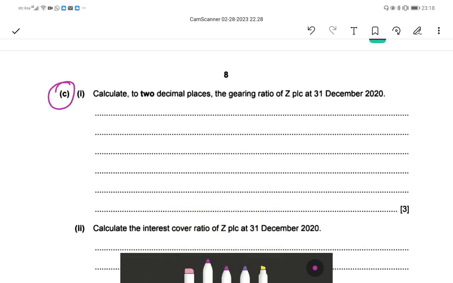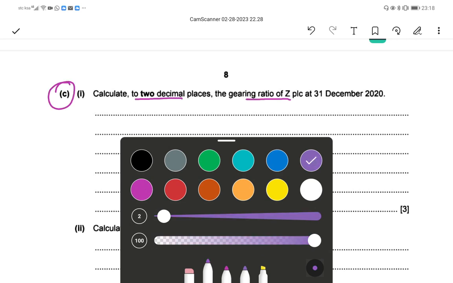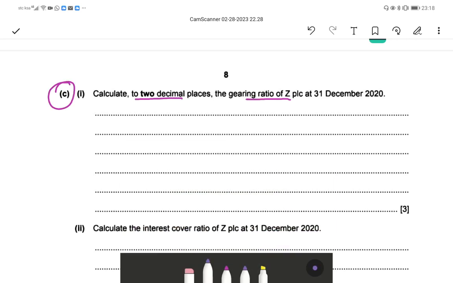2C. Calculate to 2 decimal places the gearing ratio of ZPLC at 31st December 2020. So, we have to write the gearing ratio equation. Gearing ratio is equal to non-current liability divided by non-current liability plus equity, into 100.